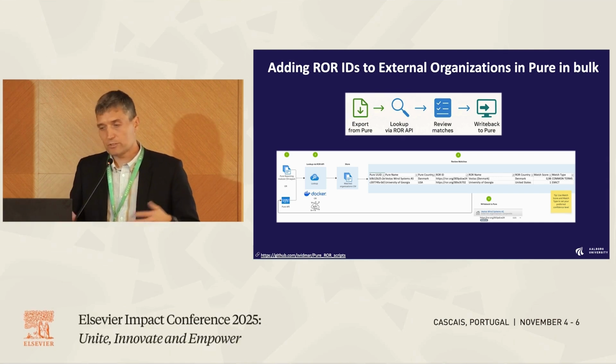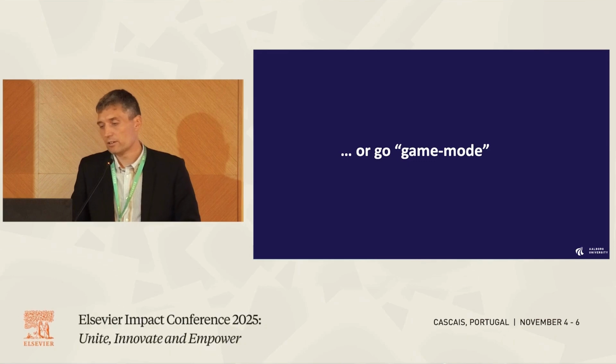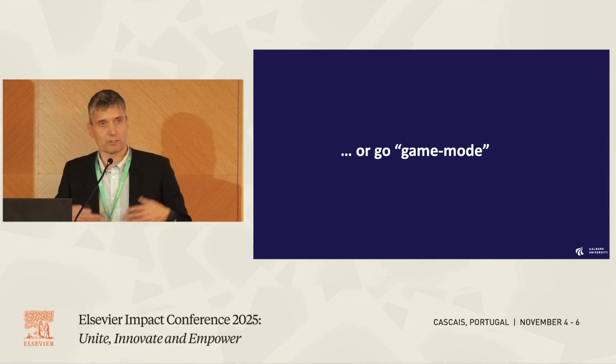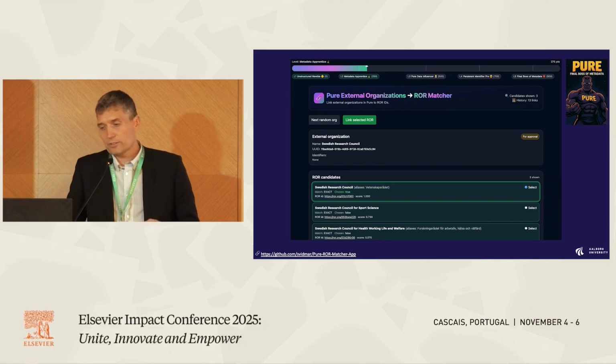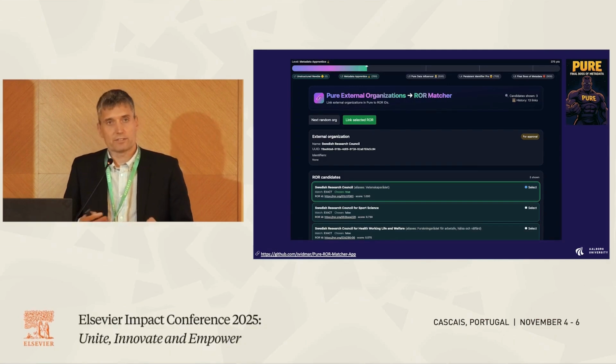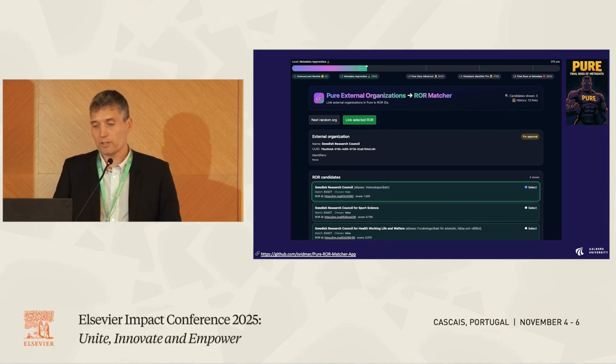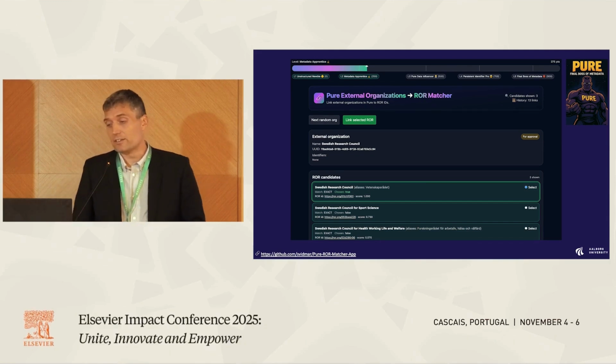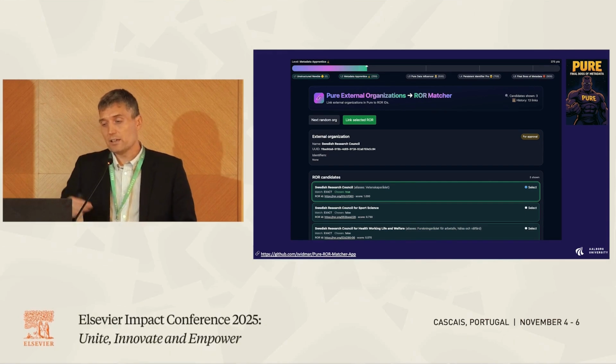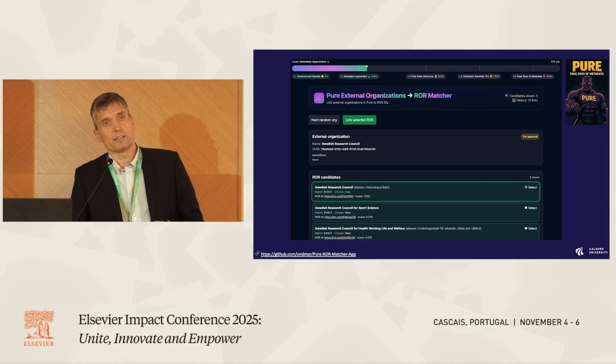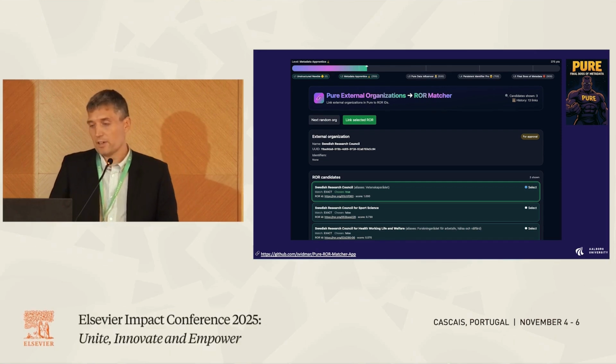That's one way to do it. So you can do it sort of in bulk, or you could go into what I would call game mode. So this tool basically does the same. It fetches a random external organization from Pure and tries to match it to a ROR ID in the ROR API, and you can then write back the ROR ID to Pure.